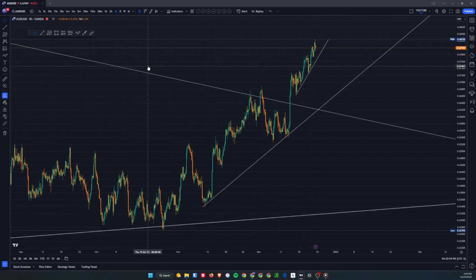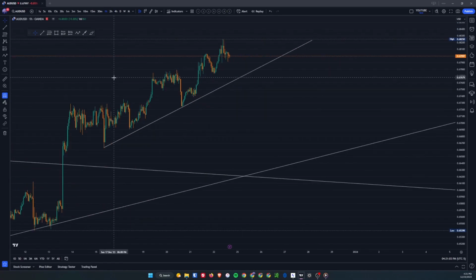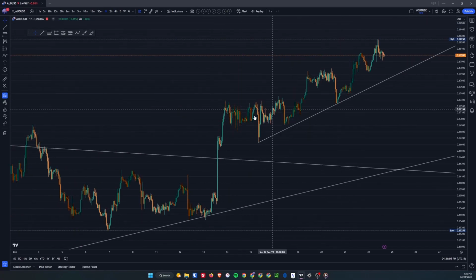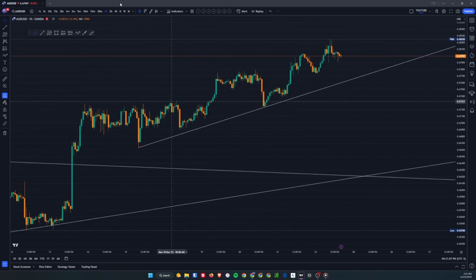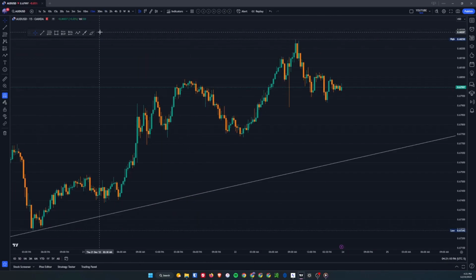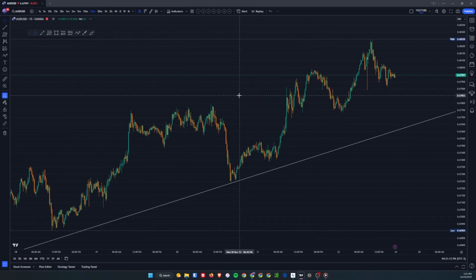So the key thing is to practice. When you're first learning this, it's not going to be that easy to draw them, because you're still going to be confused about what's happening. So you've got to practice, and the more experience and practice you get, the better you're going to get at drawing the trend lines, and the easier it'll pop out to you.